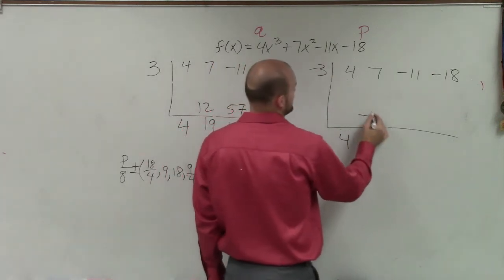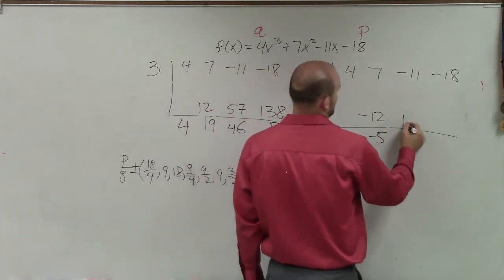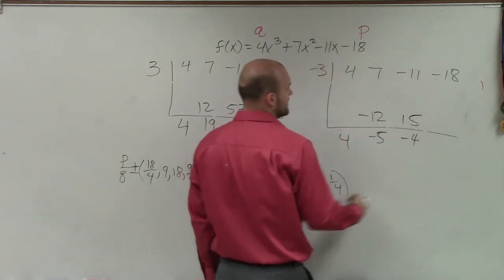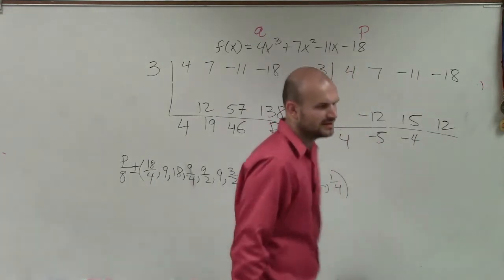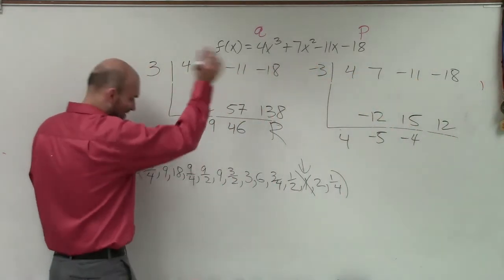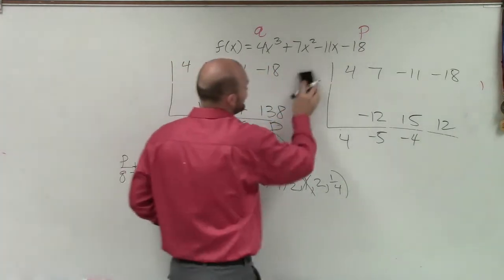Bring down the 4. 4 times negative 3 is a negative 12. That becomes a negative 5. That becomes a positive 15. This becomes a negative 4. That's not right. What did I say? I thought I said 3. Oh, it was negative 2. You're right. So guess what? 3 doesn't work, right? So let's go to the 2's.